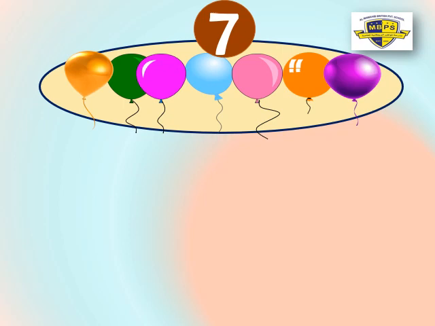Right, let's count these balloons together. 1, 2, 3, 4, 5, 6, 7 balloons, and beautiful colors. There's purple, there's orange, there's light purple like pinky blue, and another purple, green, and golden. Right, and there are 7 balloons. How many? Yes, 7 balloons. There's number 7.